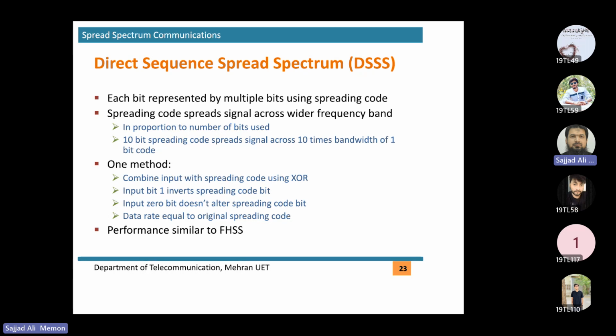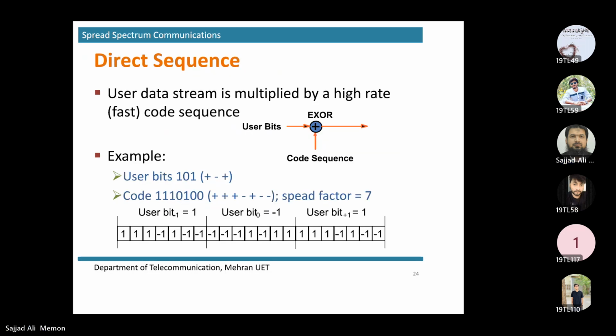One method is to combine the input with the spreading code using XOR. Input bit 1 inverts the spreading code bit. Input 0 bit does not alter the spreading code bit, and the data rate is equal to the original spreading code. Performance is similar to frequency hopping spread spectrum.